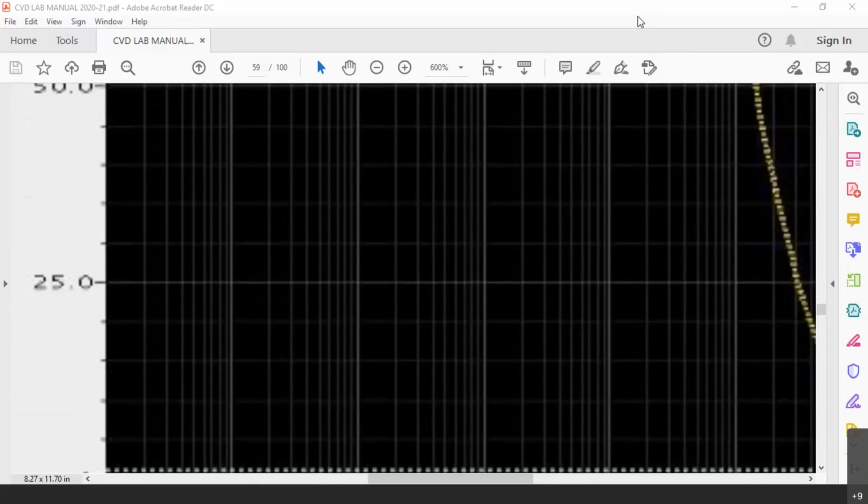That means what is GBP now? GBP, or gain bandwidth product, for the amplifier is now 40 dB is the gain into 8 megahertz is the bandwidth. So it is 320 mega is the gain bandwidth product. 8 megahertz is the bandwidth and 40 dB is the gain. So in terms of dB, I am telling the gain bandwidth product is 320 mega.